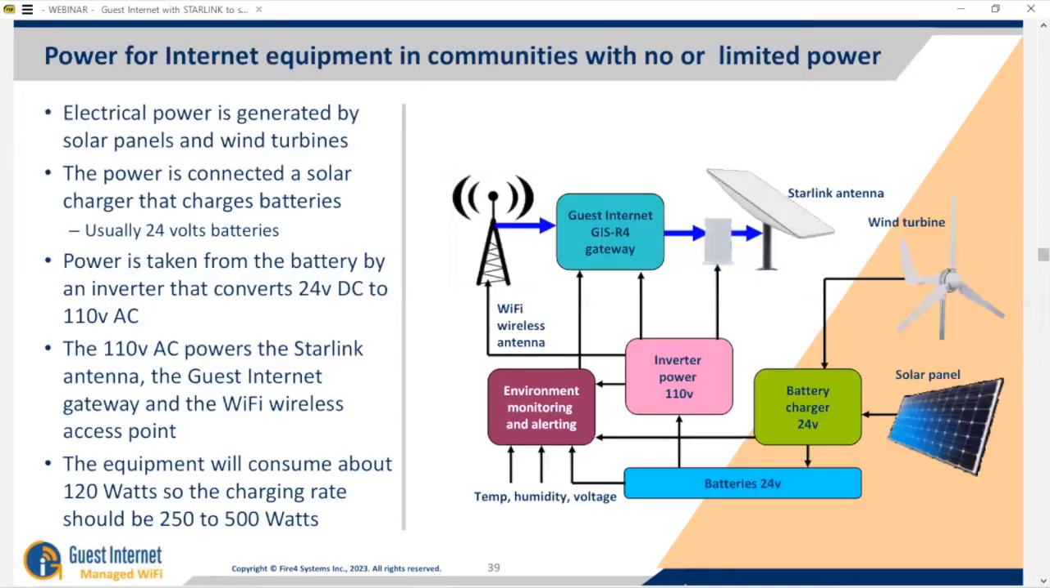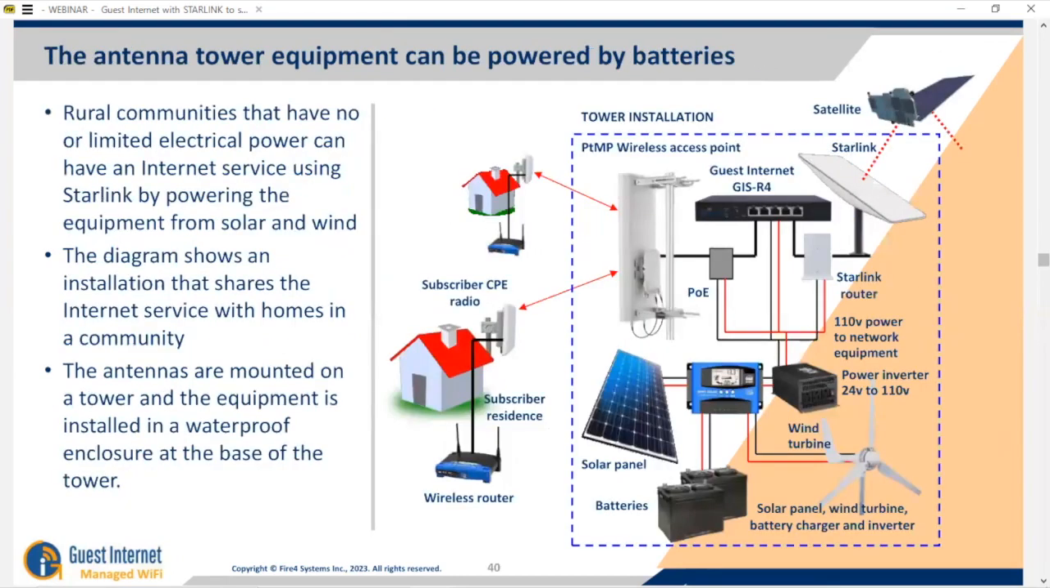And so we build something like this. We combine solar panels and wind turbines to charge batteries, usually a 24-volt battery. And then we can convert that into 110 volts or whatever power we need to power our equipment. And we also would like to provide some type of environmental monitoring so that we can remotely monitor what's going on at this site to make sure everything is working. This is what it would look like in practice.